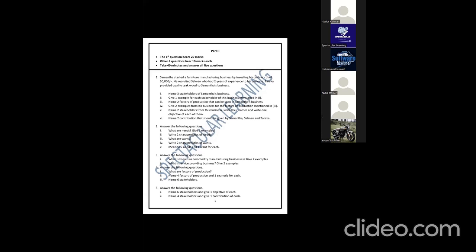So the contribution of an owner is investing capital. Then contribution of an employee is increasing their productivity and to do assigned tasks on time. Then supplier's contribution is to supply goods continuously. So I hope you understood that. Okay. So we'll move to the second question. What are needs? Can someone define what is needs?